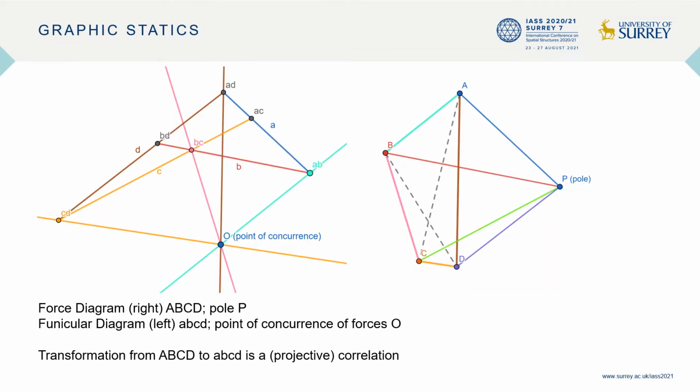I would like to make Culmann's notions a little clearer by referring to the characteristics of projective geometry that opened this talk. Given a system of four forces A, B, C, D, and a pole, P, it is possible to induce a correlation with the funicular polygon, lines a, b, c, d, with a point of concurrence of the forces at O. This automatically locates the diagonal forces AC and BD, or any other related forces on the funicular diagram.